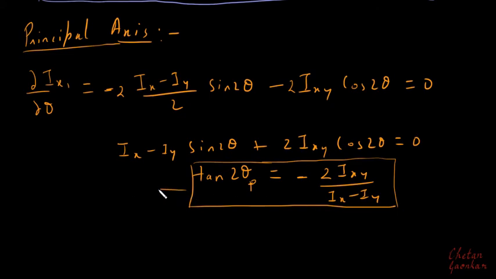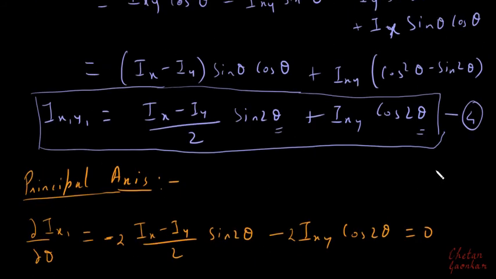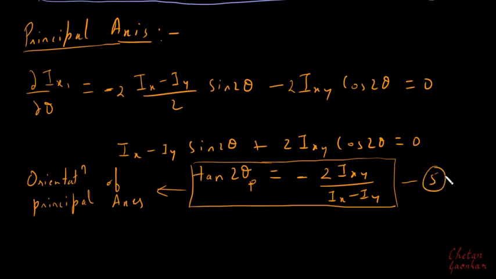So basically this expression will give us the orientation of the principal axis, and I will mark this equation as equation 5, again a very important equation. This is the value of theta where the value of moment of inertia will be maximum, and that axis will be called the principal axis. If I try to plot this angle, then what I can do is draw a right angle triangle.